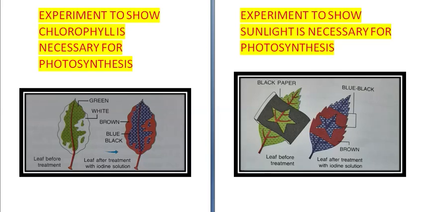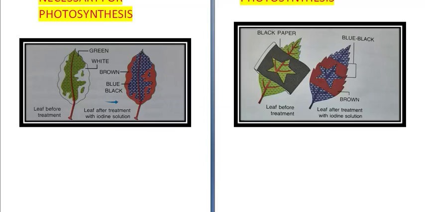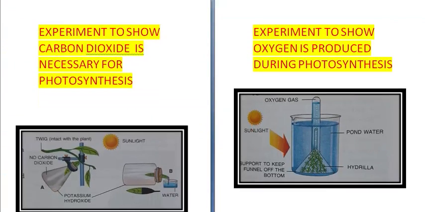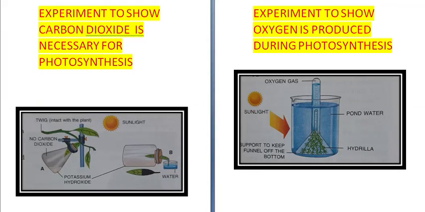Next experiment is to show that carbon dioxide is necessary for photosynthesis. Now in this, take a plant with a de-starched leaf, insert one of its leaves through a split cork. See here, one leaf through a split cork is inserted in a conical flask containing potassium hydroxide.